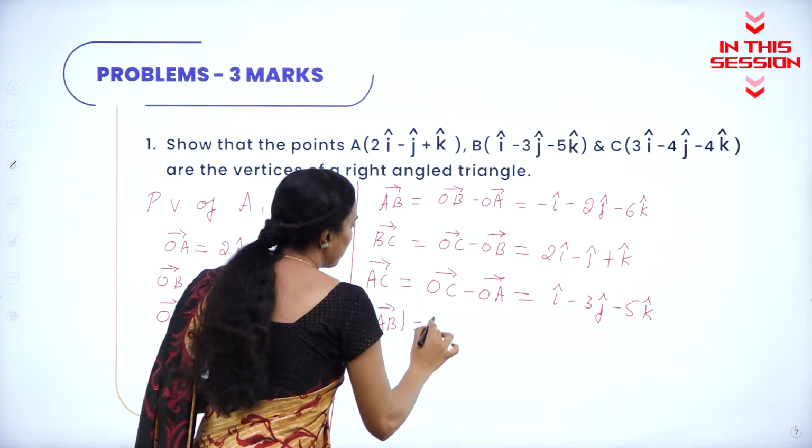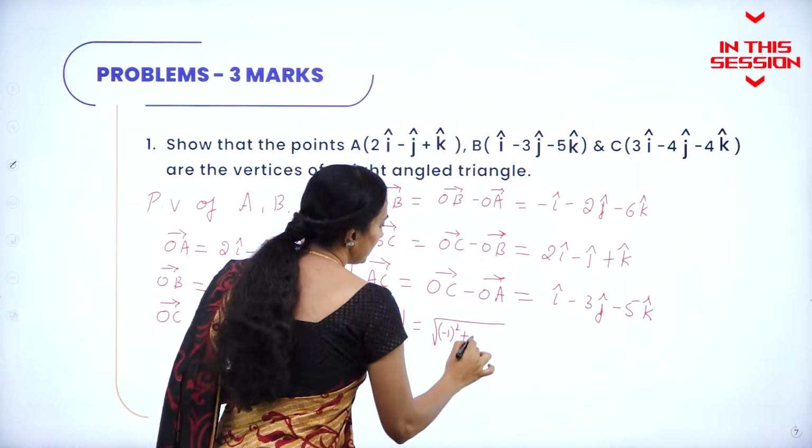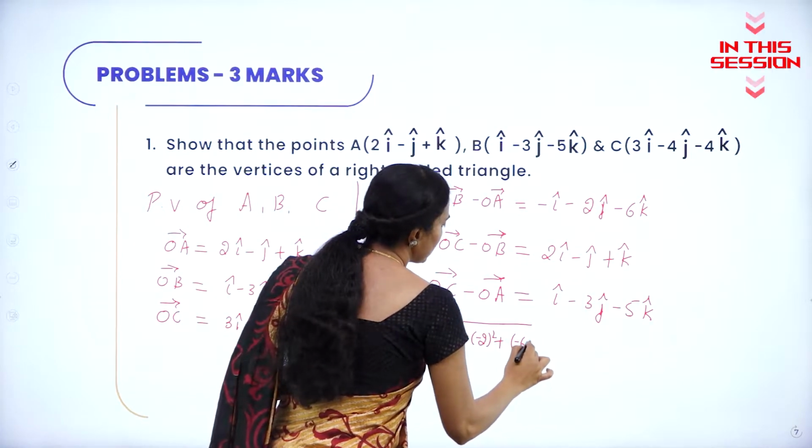Magnitude of AB is nothing but under the root of minus 1 whole square plus minus 2 whole square plus minus 6 whole square, right?